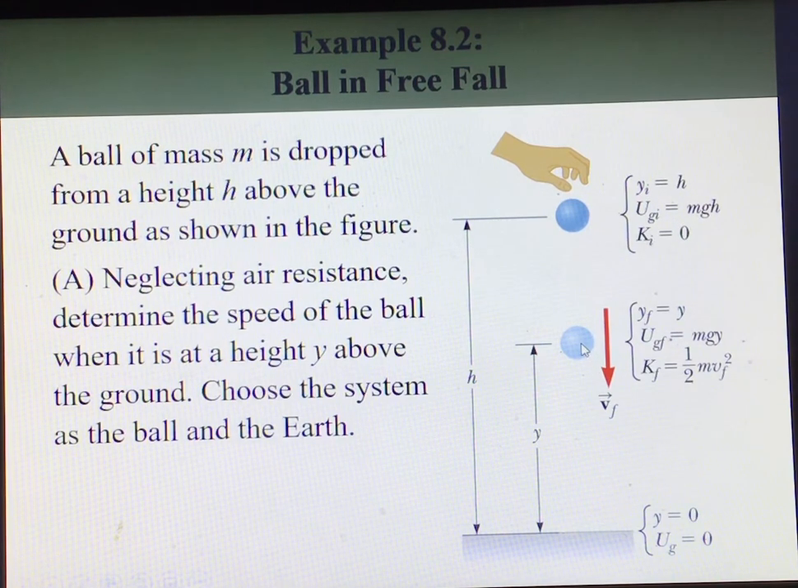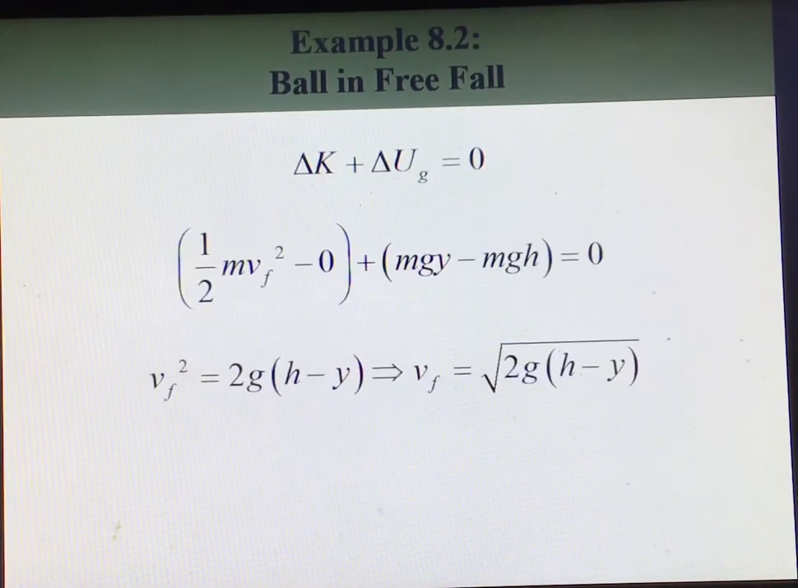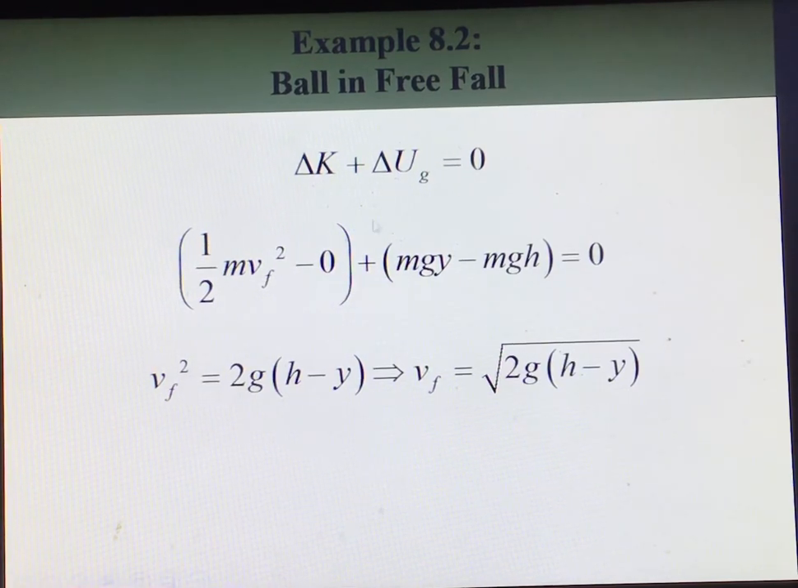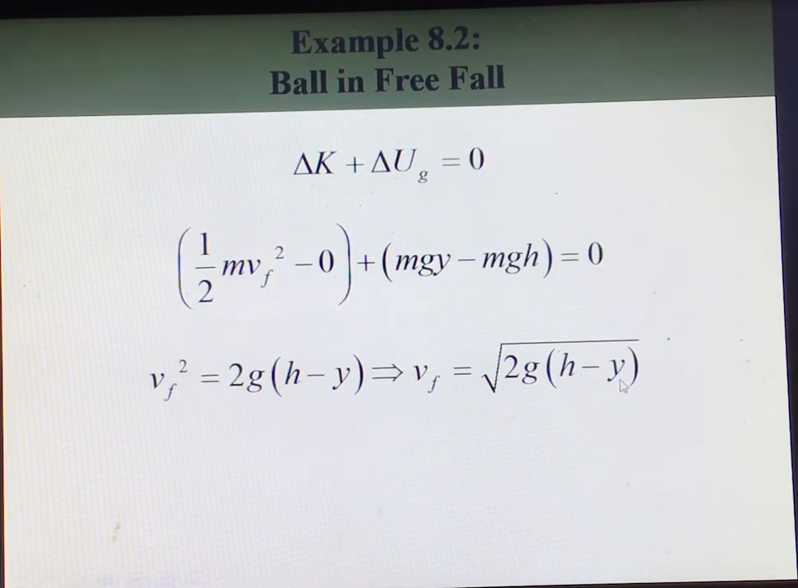By the time we get to this final point, the final height is y. The gravitational potential energy at that point is just mass times gravity times y. The final kinetic energy is 1/2 times m times v final squared. If the sum of the potential energy plus the kinetic energy here must be equal to the sum of the potential energy and the kinetic energy right there, then we can set up this equation and solve it to get the final velocity, which is the square root of 2 times the gravity times the height h minus y.